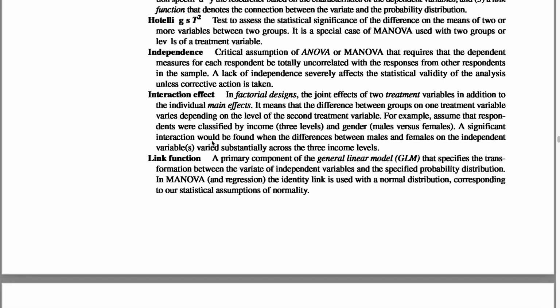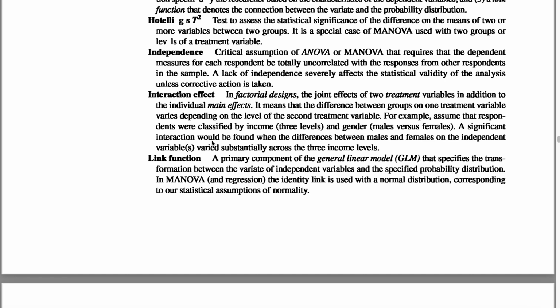Link function. A primary component of the general linear model that specifies the transformation between the variate of independent variables and the specified probability distribution in MANOVA or regression.